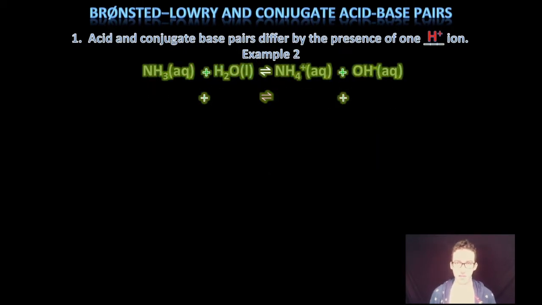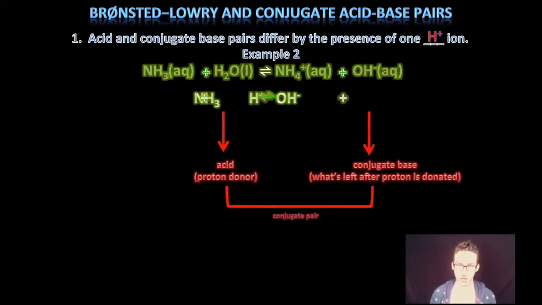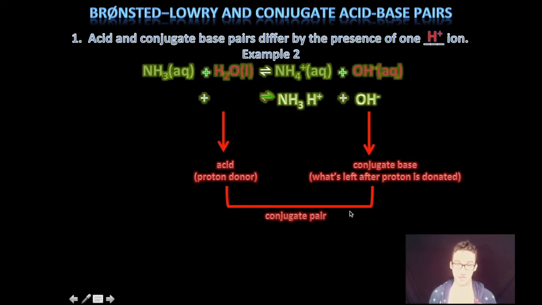In the second example, we're going to look at both the forward and reverse reaction, and we'll talk about why in a later video. But the goal here is to identify the conjugate acid-base pairs. In the forward direction, recognize that we've got our water molecule, which is now acting as an acid. In other words, it is acting as a proton donor. Its conjugate base, or what's left after the proton is donated, is the hydroxide ion.